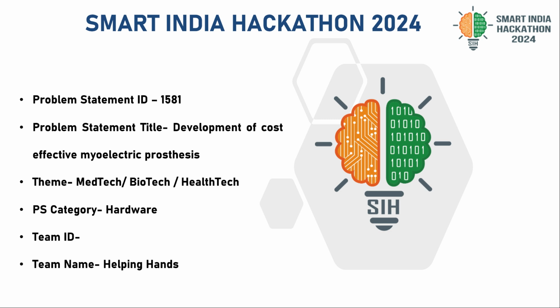So, coming to the problem statement description, what does it expect us to do? The problem statement has asked us to make an externally powered prosthesis which is controlled by muscle contraction. So basically, we're getting the signals from the muscle movements. The signals are taken at the muscles as small voltages, and they are captured through an EMG sensor. And this is what is most common in the market.